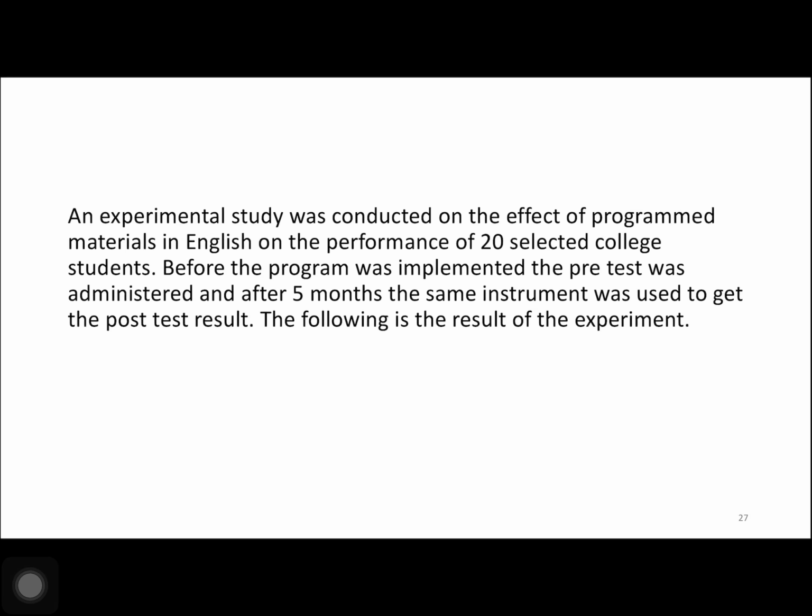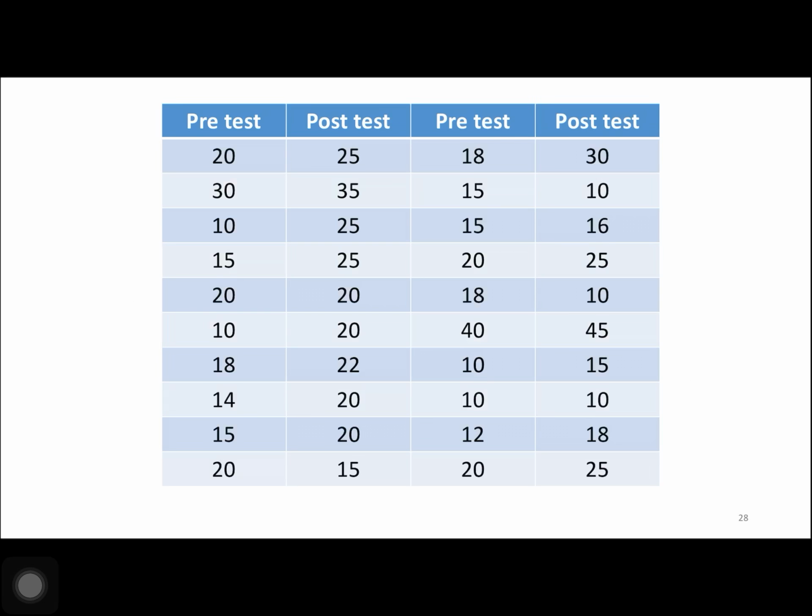For our example, an experimental study was conducted on the effect of the program materials in English on the performance of 20 selected college students. Before the program was implemented, the pretest was administered, and after 5 months, the same instrument was used to get the post-test result. So the following is the result of the experiment. Okay, you have there the pretest and post-test results.